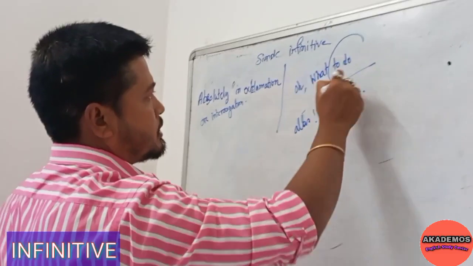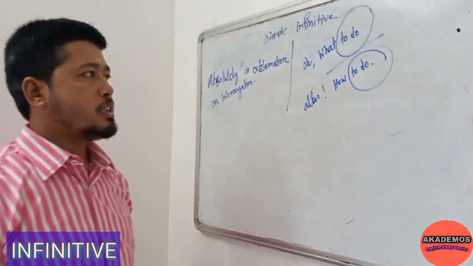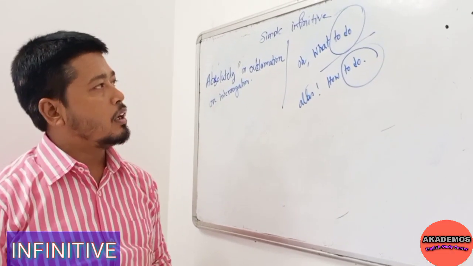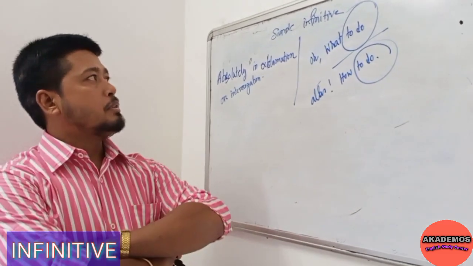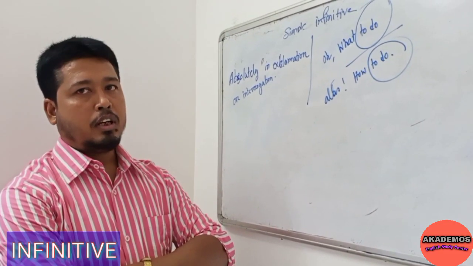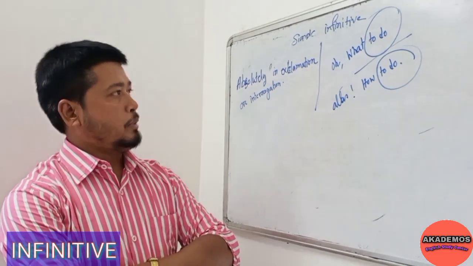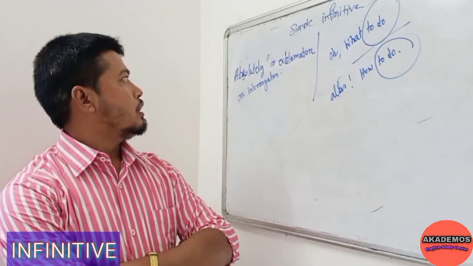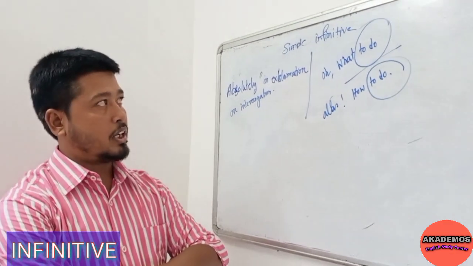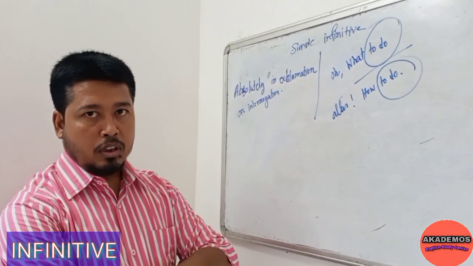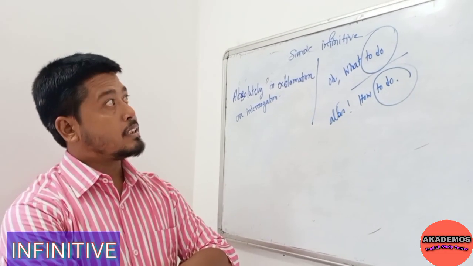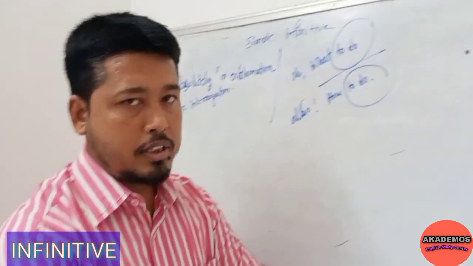Everywhere there is to in the function of simple infinitive. To must be there. In some cases, to is not used; with some verbs, the infinitive's to remains invisible. So this is the simple infinitive. There is another kind of infinitive called gerundial infinitive, which will be taught in the next video. Such an infinitive works just like a gerund. Gerund works as noun, infinitive also works as noun. Gerund is formed by adding ing, and infinitive by adding to. This is the analysis of infinitive.